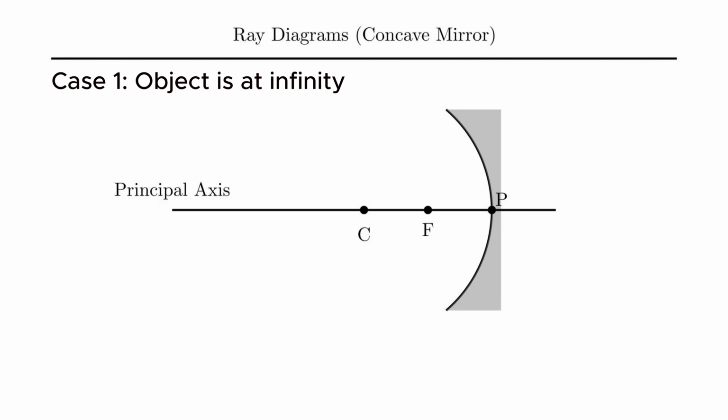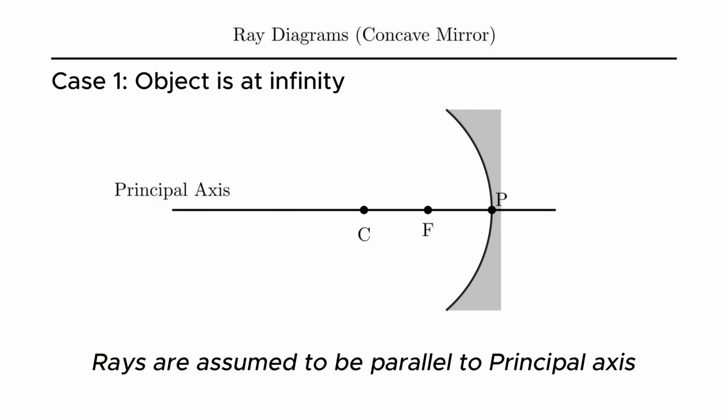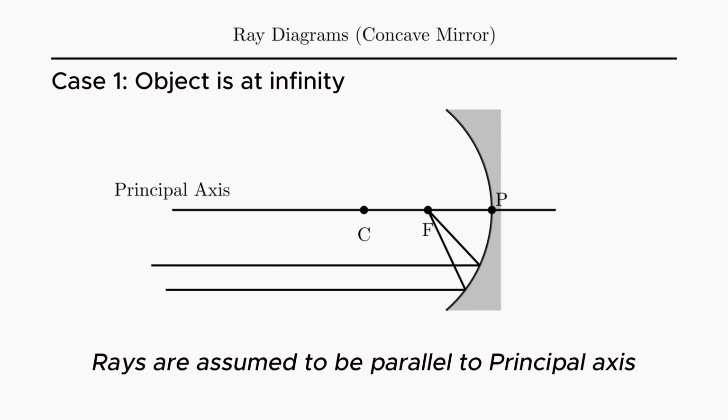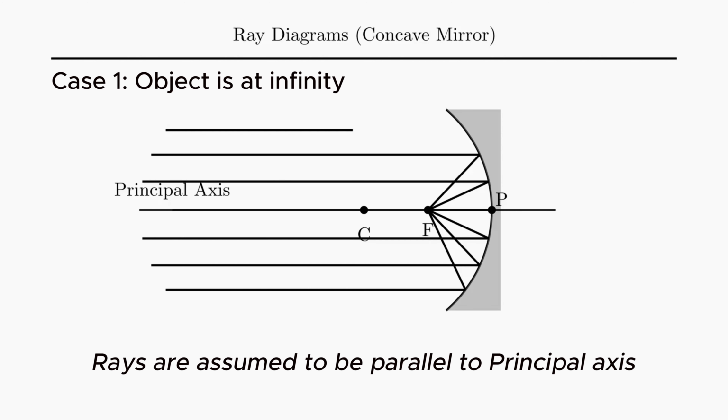Let's begin with the concave mirror. Case 1: when the object is placed at infinity. For this case, we cannot actually place an object on the principal axis. Instead, rays are assumed to be coming parallel to the principal axis. Therefore, by using rule 1, these rays will meet at focus. The point of intersection is where the image is formed.